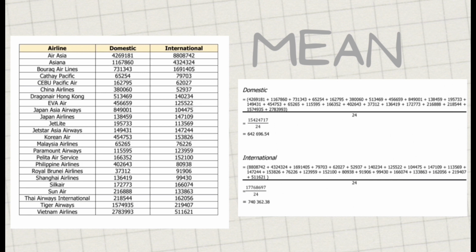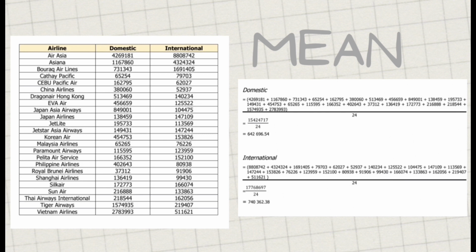From this table, we have two types of dataset, which is domestic and international. So to find the mean for domestic, we need to sum up the total number of the dataset here for each class and then divide it with the total sample, which is 24 because we have 24 classes here. And the answer that I got for domestic is 642,696.54. And same goes for the international.